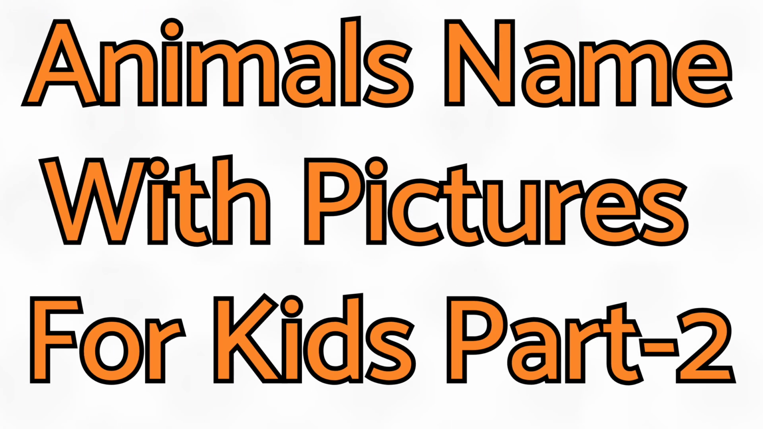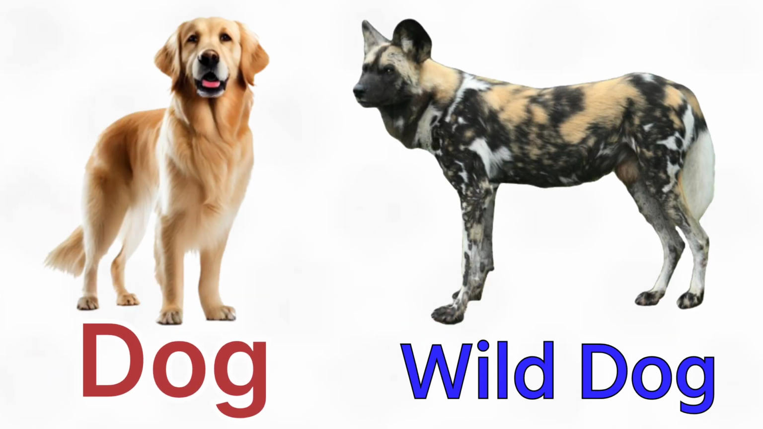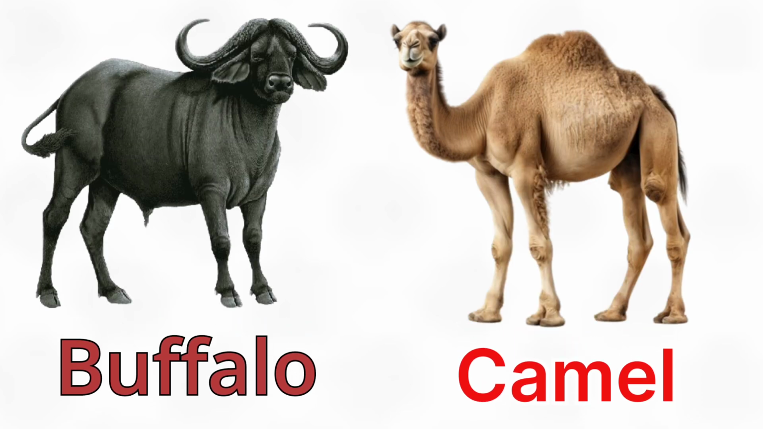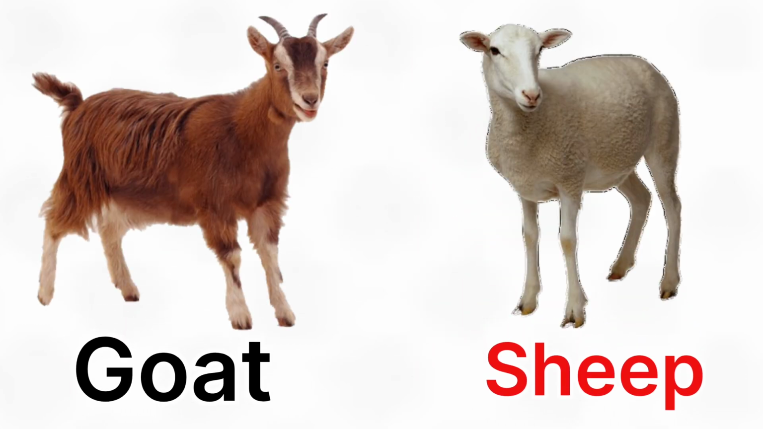Animals name with pictures for kids part 2. This is dog. This is wild dog. This is cat. This is donkey. This is buffalo. This is camel. This is goat. This is sheep.